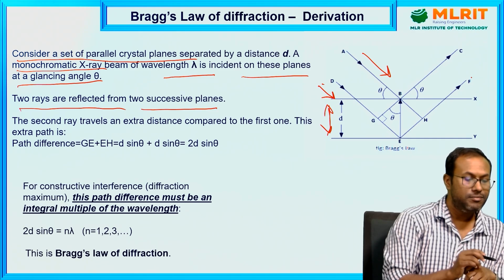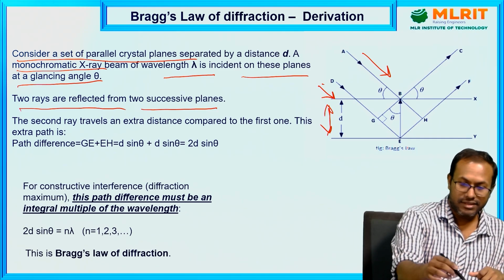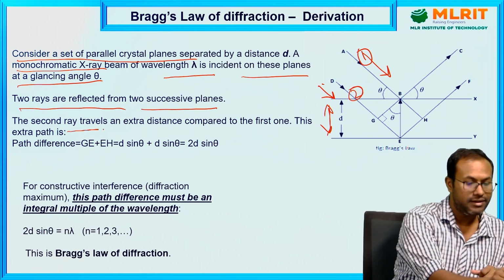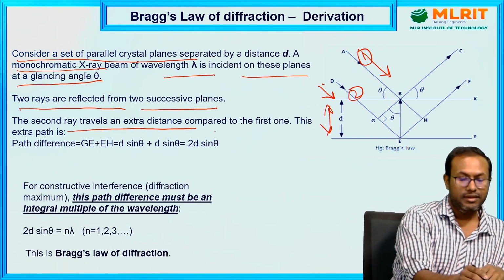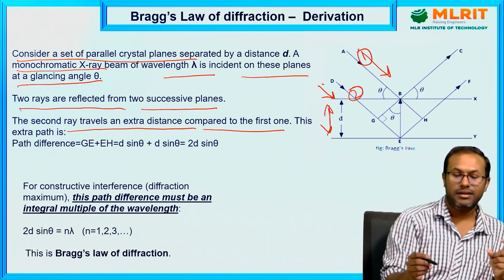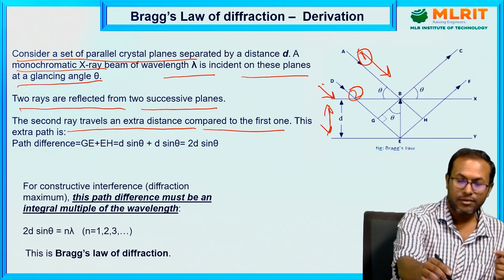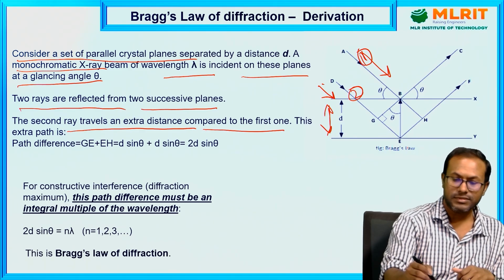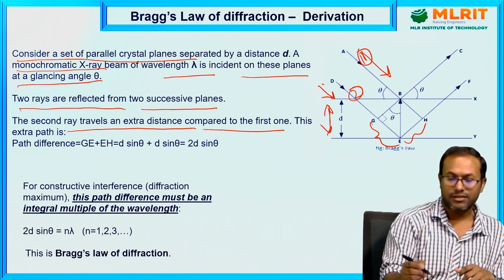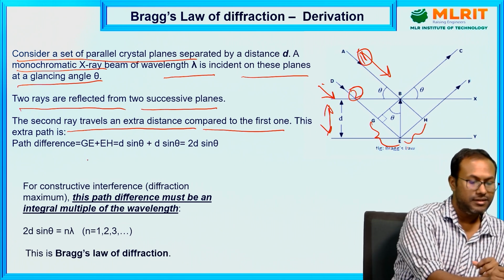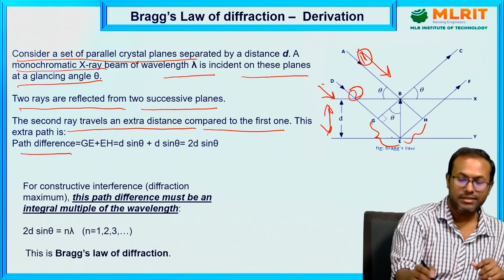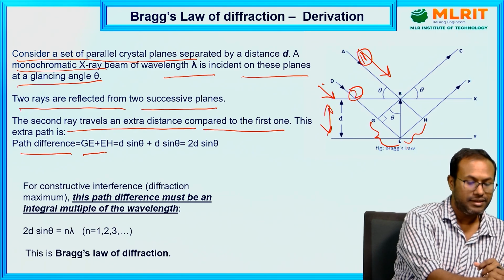Okay, now the second ray, this is ray 1 suppose and this is ray 2. The second ray travels an extra distance compared to the first one. So what is the extra path traveled by ray 2 compared to ray 1? That is this one. The extra path traveled is called the path difference between ray 1 and ray 2, that is GE plus EH.